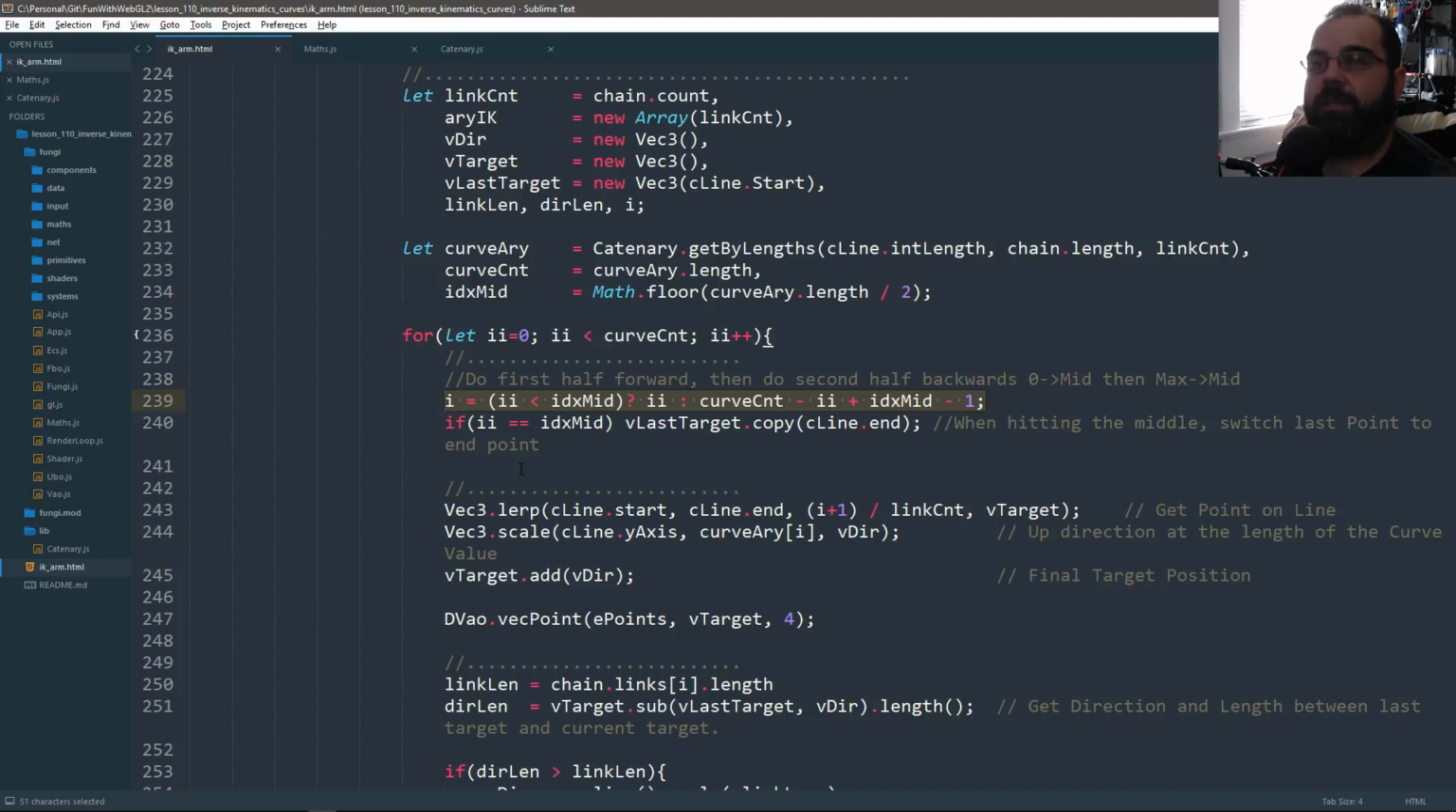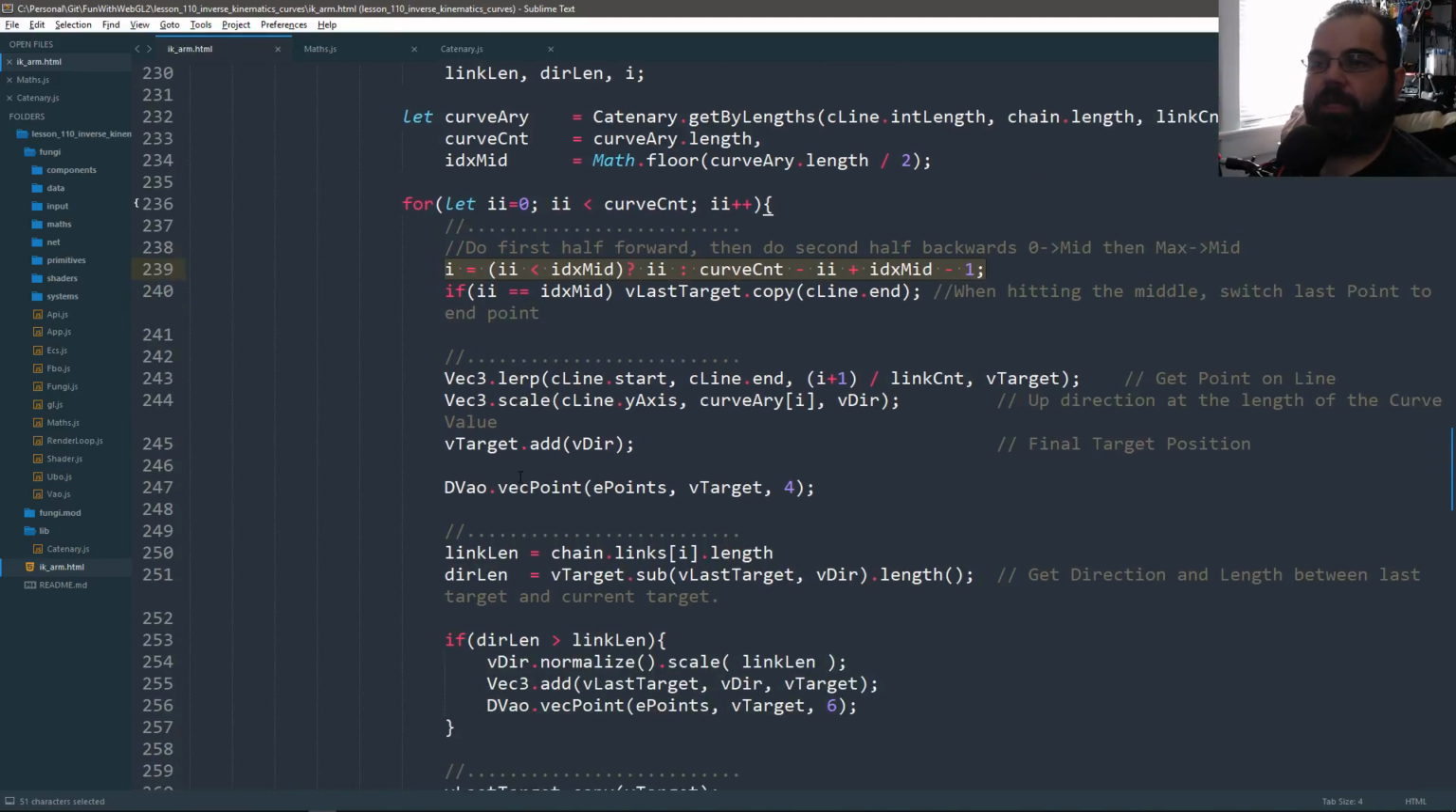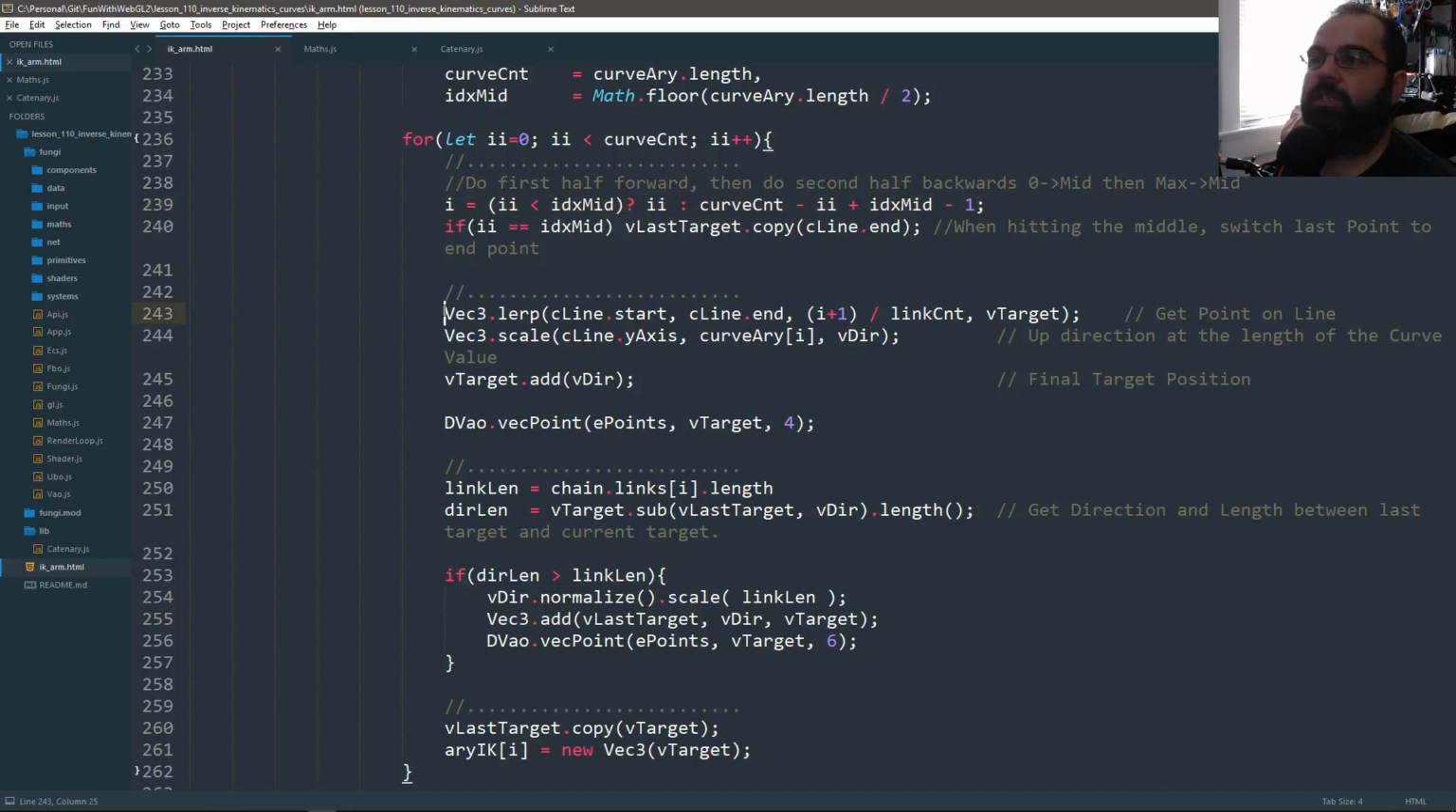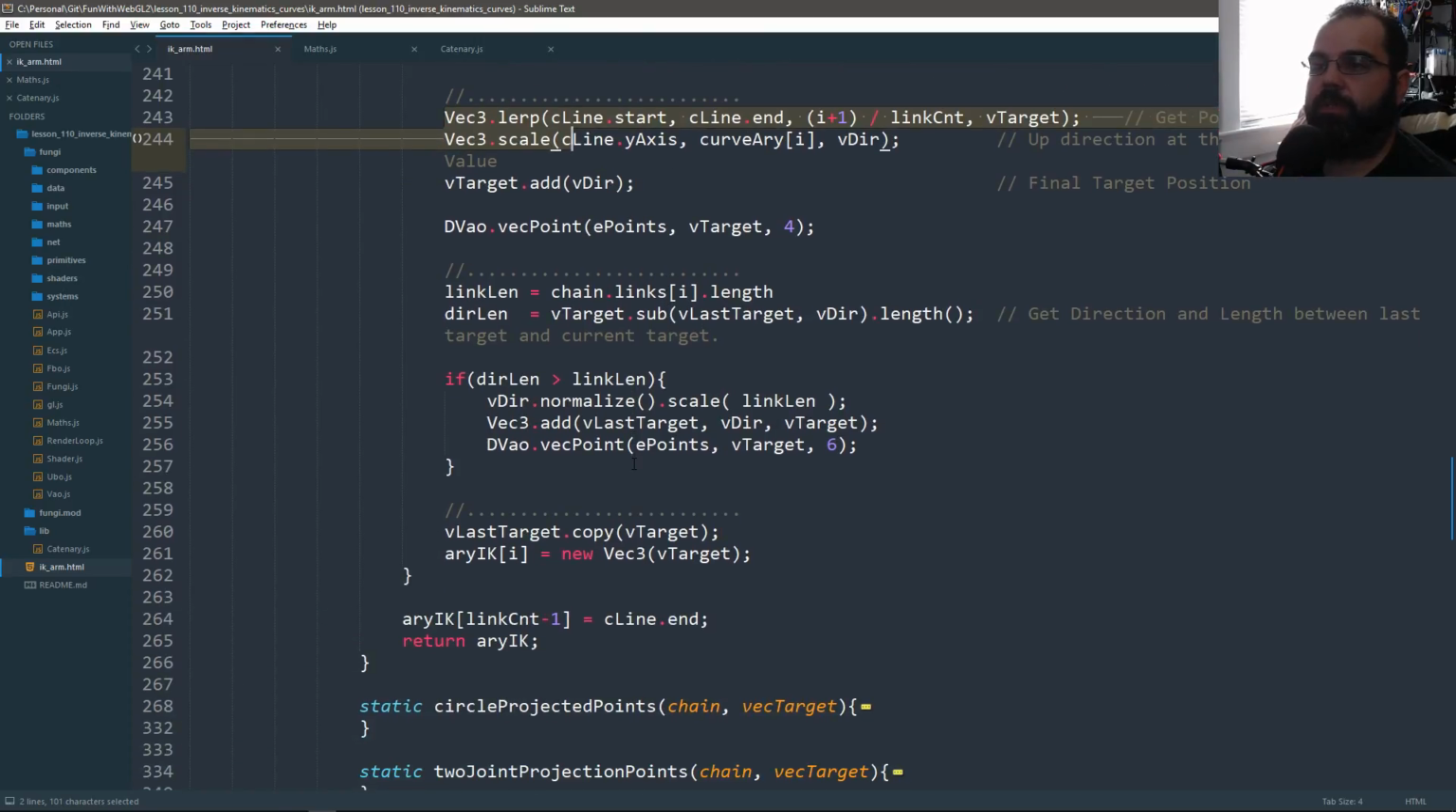So to make the catenary curve work correctly in an IK setup, you can't go forwards and back. You actually have to do both at the exact same time. You have to go forward and back and meet in the center. So that's what a lot of this is, and then everything else is just calculating the target points on the curve, and you'll see it once I render it.